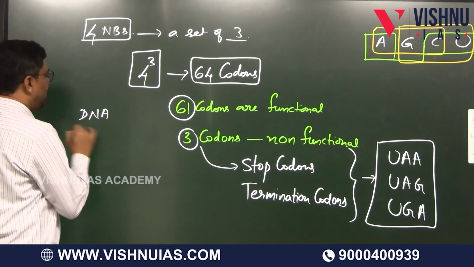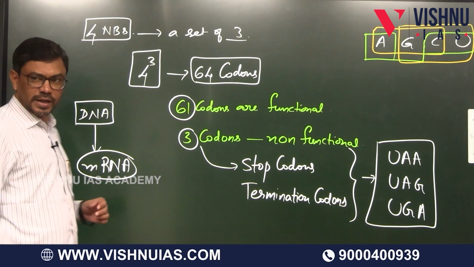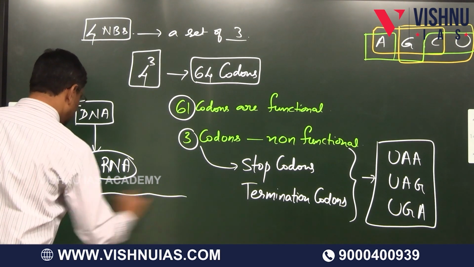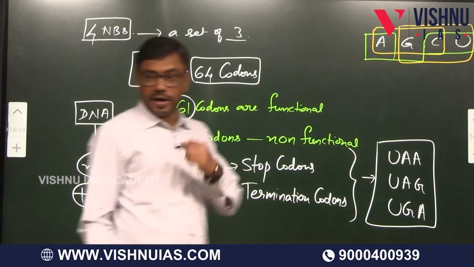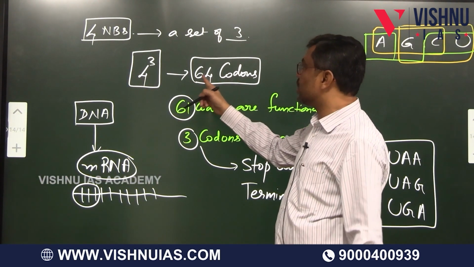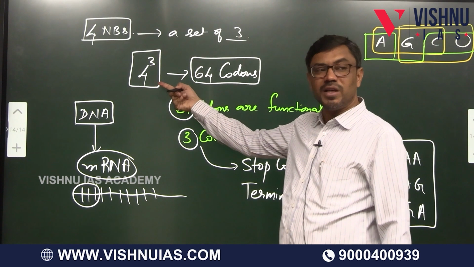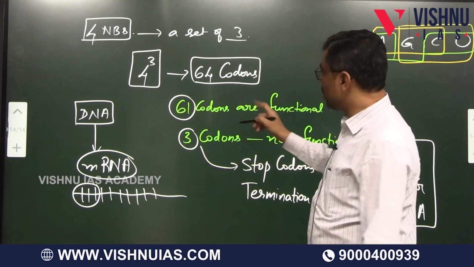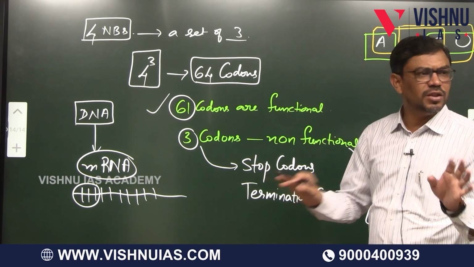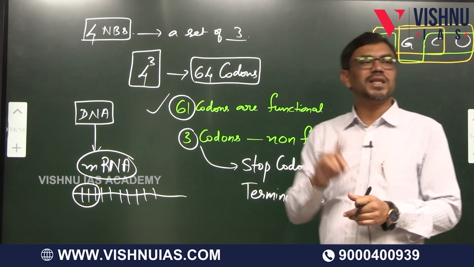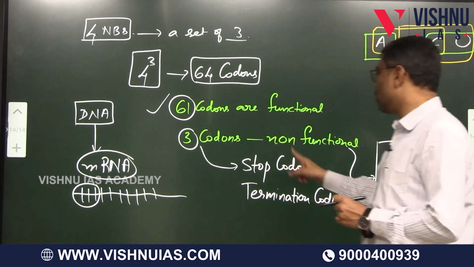So the information present in a DNA will be carried in the form of mRNA. Up to here clear now? Yes. In mRNA, the information is stored in the form of a set of 3 nitrogen bases. This set is called codons. Got it? So how many combinations are possible? 64 combinations are possible. Among these 64, 61 are functional. Don't remember these 61, just remember the number. Total number of codons is 64. Among these, 61 are functional, 3 are non-functional. And these 3 non-functional codons are called stop codons.